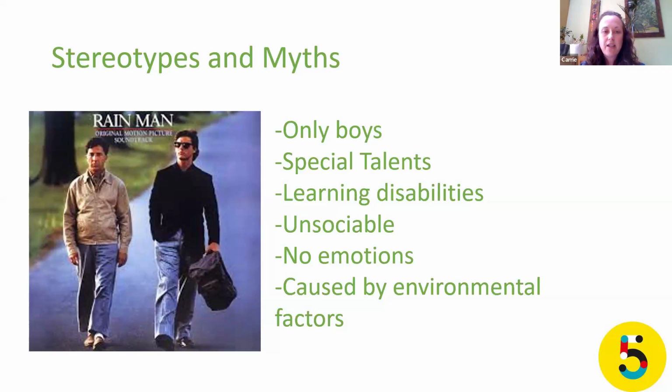Another really common misconception is that autistic people don't have any emotions, and actually this could almost be the opposite of the true fact. Often autistic people may have difficulties with expressing or showing their emotions in a way that many of us might understand, but actually they can often feel emotions even more profoundly than those of us in the neurotypical community.